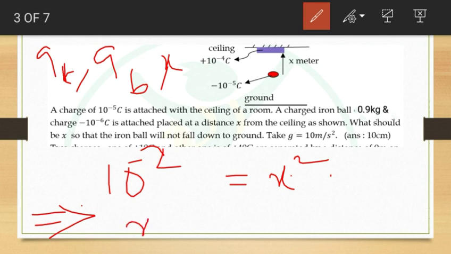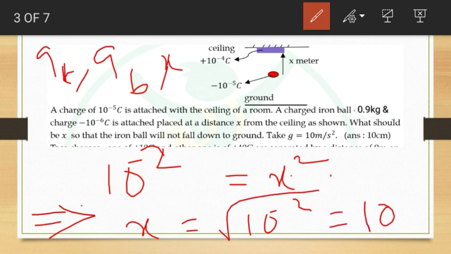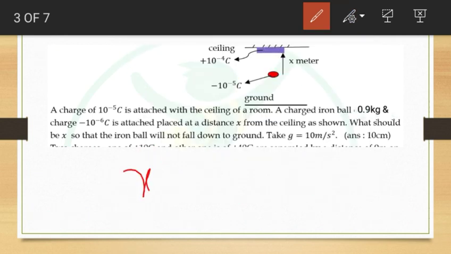So x is simply root over of 10 to the power minus 2, which is equal to 10 to the power minus 1. Okay, root over of 10 to the power minus 2 is 10 to the power minus 1. Since all the units that we have taken previously are in the SI unit, this will also be in the SI unit, and the SI unit of length is meter. So the final answer is x is equal to 10 to the power minus 1 meter.